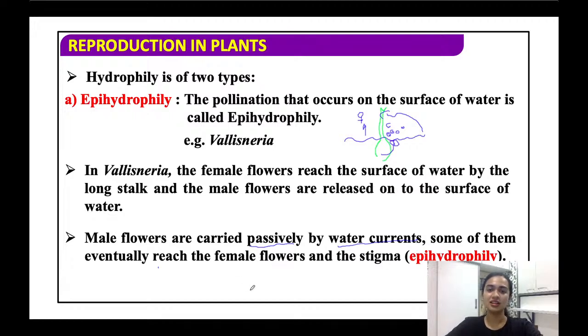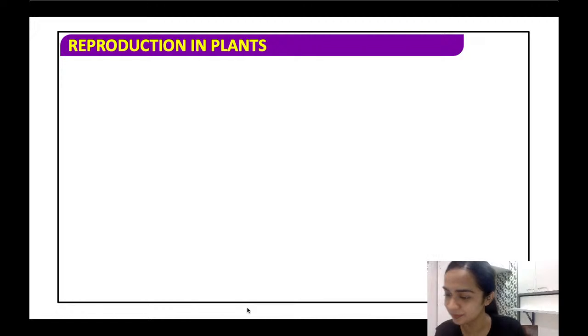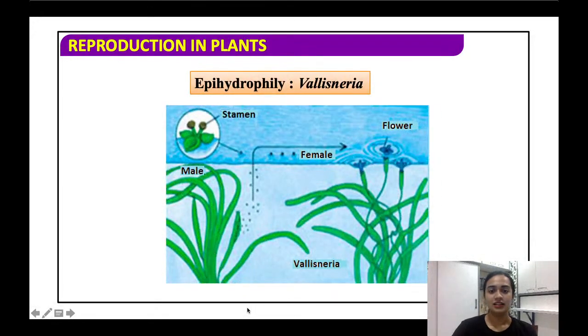So see, it is a chance process. Here in cross pollination, be it any type, we cannot guarantee it, or there is a very small chance that it will undergo pollination and be successful. But in case of self pollination, especially autogamy, 100% seed formation is assured. This is how epihydrophily happens.